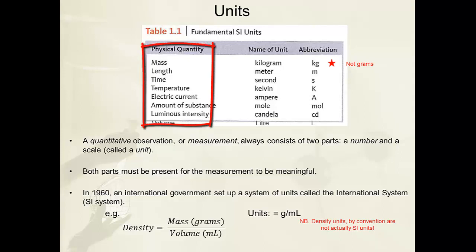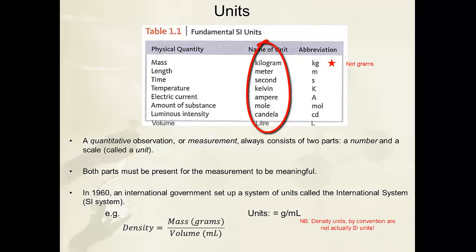And here are some physical quantities. So we've got mass, length, time, temperature, electric current, amount of substance, luminous intensity, and volume. And you can see each of these has a corresponding unit that we use. So the kilogram, the meter, the second, the Kelvin, the ampere, the mole, the candela, and the litre.